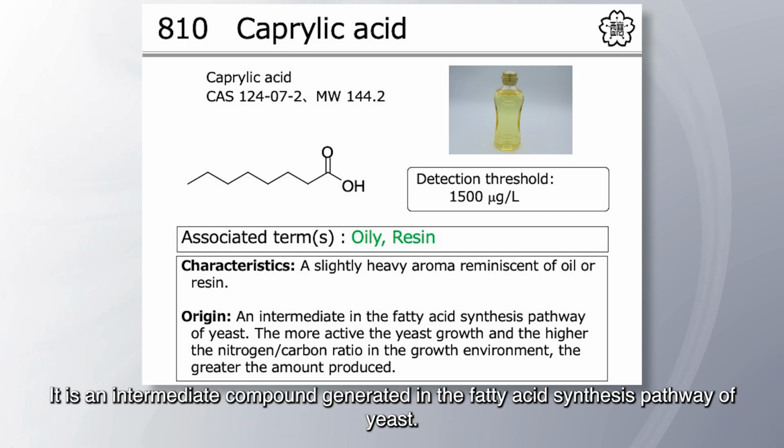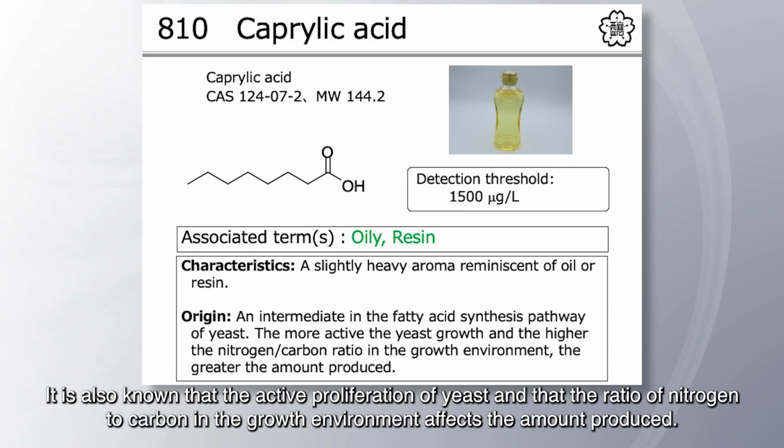It is an intermediate compound generated in the fatty acid synthesis pathway of yeast. It is also known that the active proliferation of yeast and the ratio of nitrogen to carbon in the growth environment affect the amount produced.